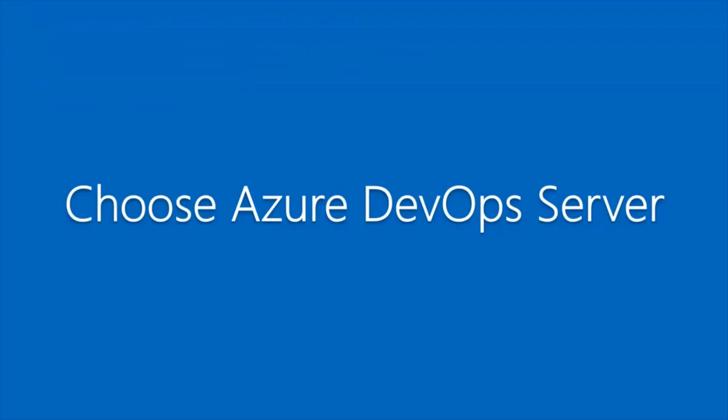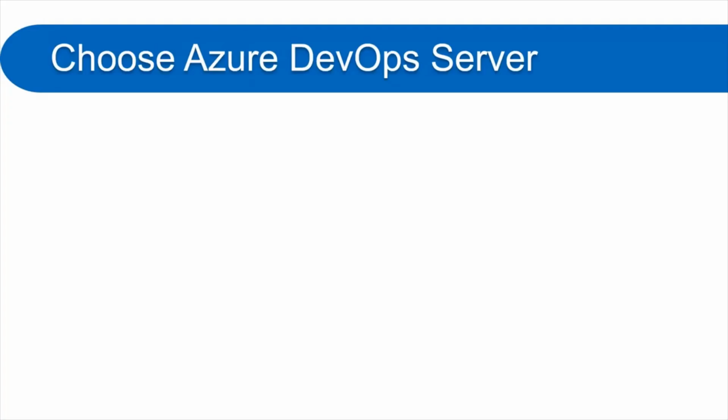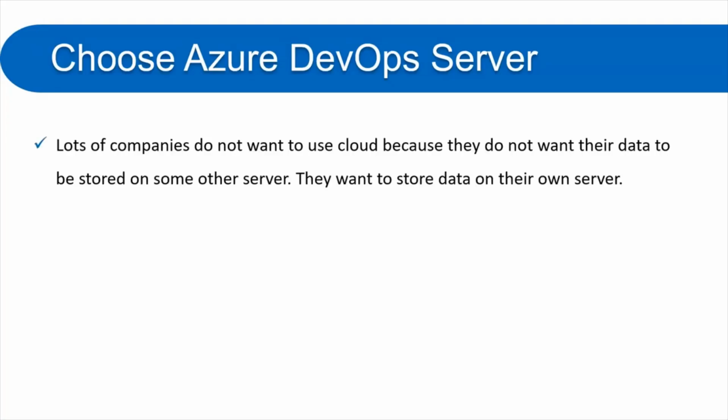Now let's understand how we can choose the Azure DevOps server. Lots of companies do not want to use the cloud because they do not want their data to be stored on some other server. They want to store data on their own server. There are lots of scenarios where companies love the idea of the cloud. They love how to work with the resources, how to create a resource, how to delete a resource, all these things. But ultimately, if we are working on the cloud, then your data will be stored at some other place, which they do not want. They want their data to be stored on their own premises.